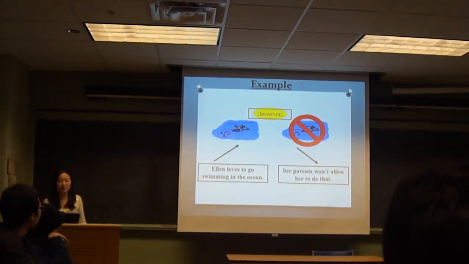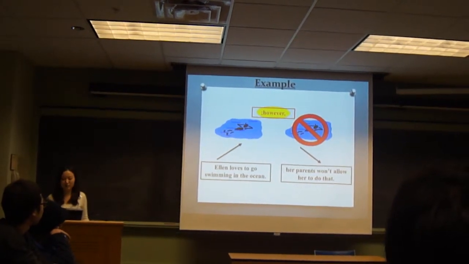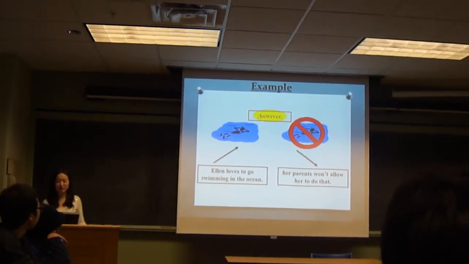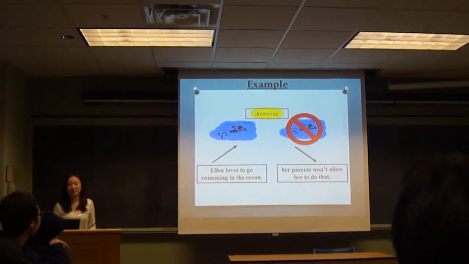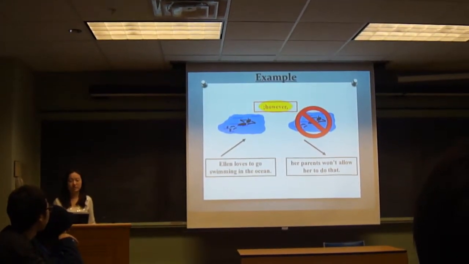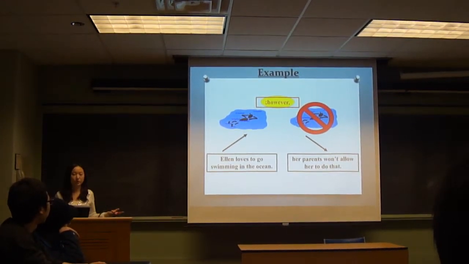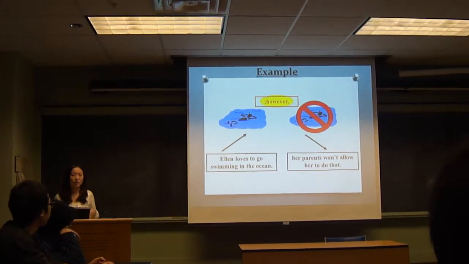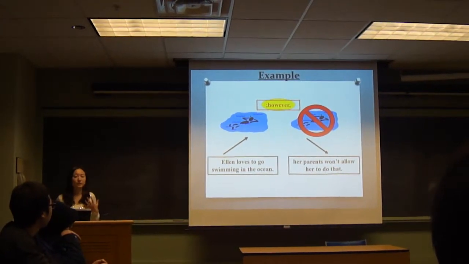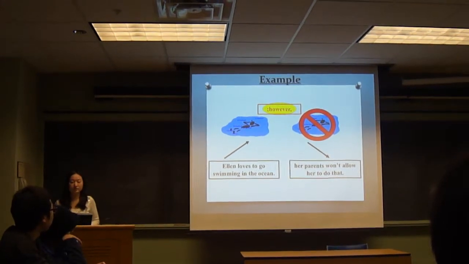Just like this example: Ella loves to go swimming in the ocean, however, her parents won't allow her to do that. In this sentence, we can say that the second clause plays an opposite opinion to the first one, so that is a contrast. We can feel that logical meaning in this sentence when we use however here.